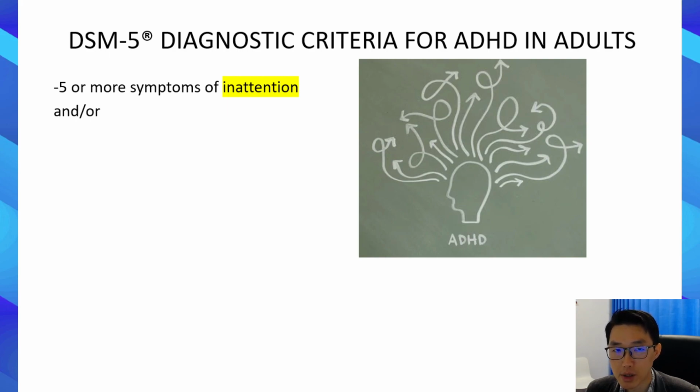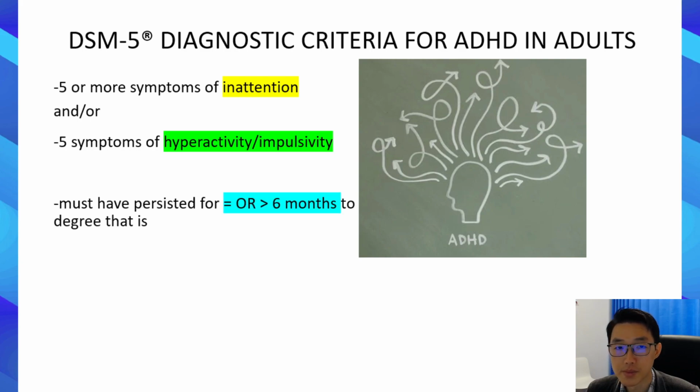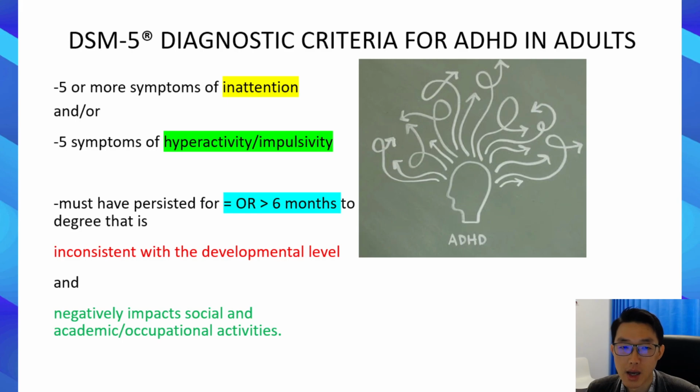So the first group of symptoms for the diagnosis is the symptoms of inattention. We need 5 or more of them. The second group of symptoms are the symptoms of hyperactivity and impulsivity. We also need 5 or more of them. And these two groups of symptoms must have persisted for equal to or more than 6 months, to a degree that is inconsistent with the developmental level and negatively impacts the social, academic, and occupational activities of the patient.